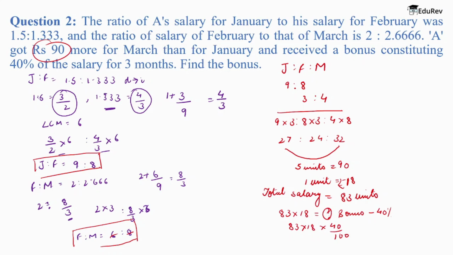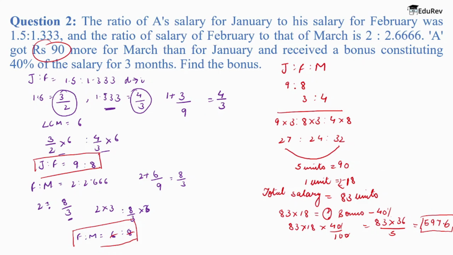40%, which is equal to 83 into, if we just simplify it, it becomes 36 and 5, which is 597.6. So this is the answer.